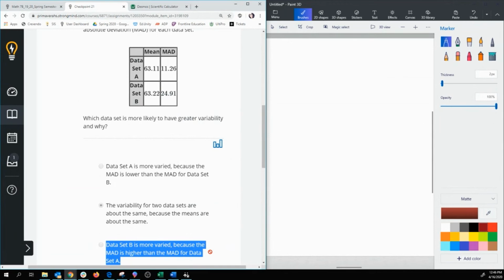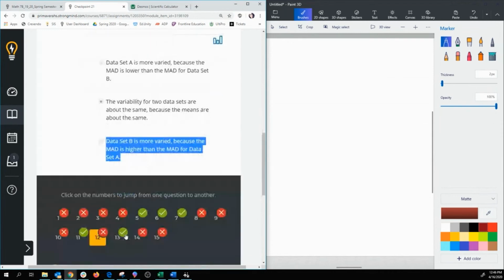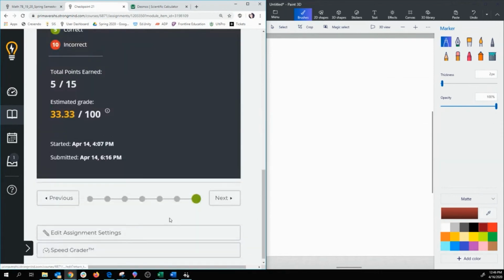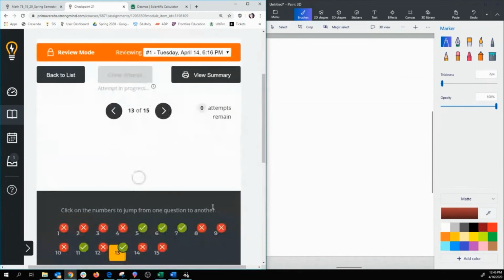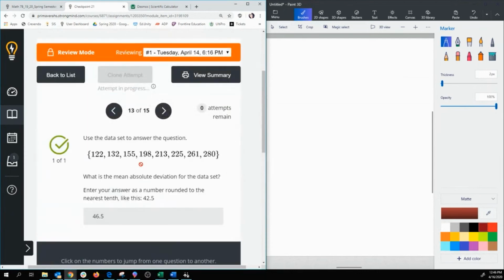Perfect. Awesome. We're almost done. We have I think 3 more questions. So next one is asking us to find the mean absolute deviation for this data set. I think we already found the average for this one, didn't we?